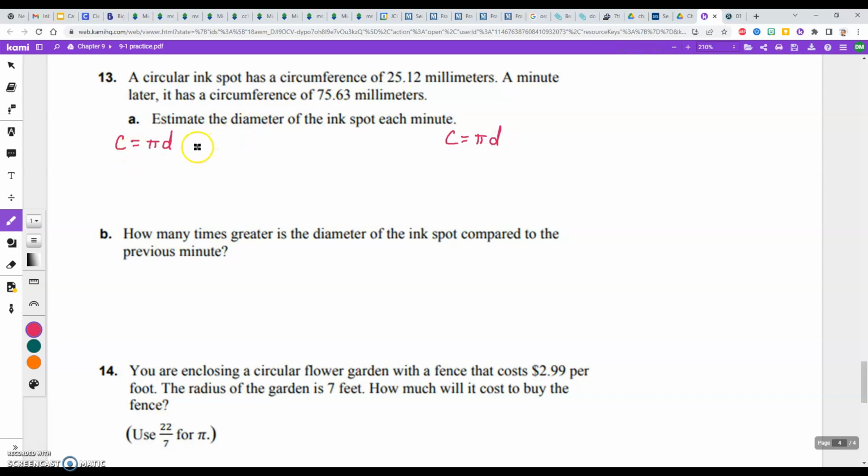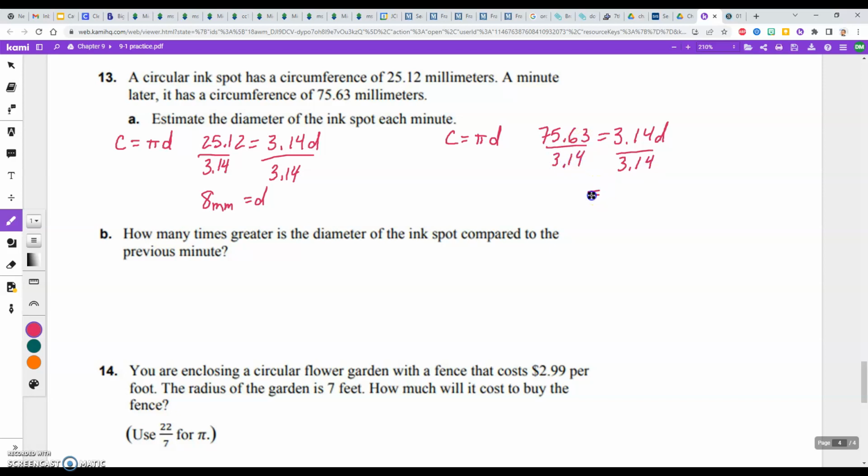So at the first, our circumference is 25.12, and then 3.14 times d. We divide both sides by 3.14, and that tells us that the diameter at the start is 8 millimeters. Second time through, we're at 75.63 equals 3.14d. Again, we divide by 3.14, and that gives us 24.1 millimeters.